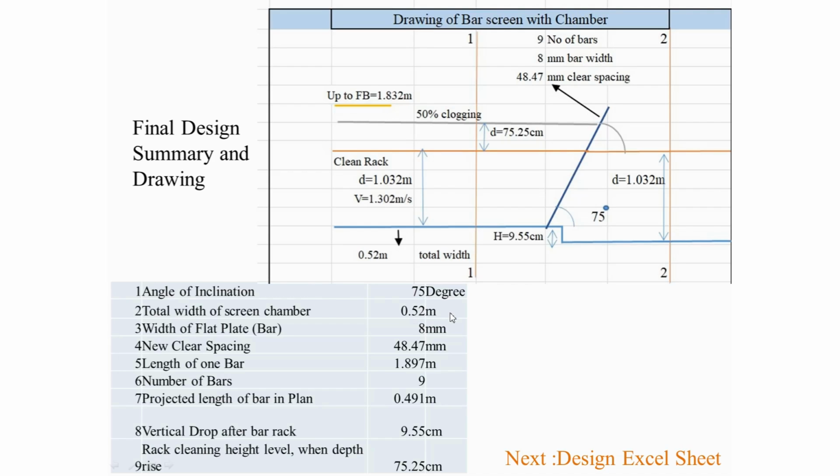The total width of the screen chamber is 0.52 meters. The width of the flat plate is 8 millimeters. The new clear spacing is 48.47 millimeters. The length of one bar is 1.897 meters. The number of bars is 9 nos. The projected length of bar in plan is 0.491 meters. The vertical drop after bar rack will be 9.55 centimeters, and the rack cleaning height level when depth rises will be 75.25 centimeters. And now we look at the Excel design sheet.